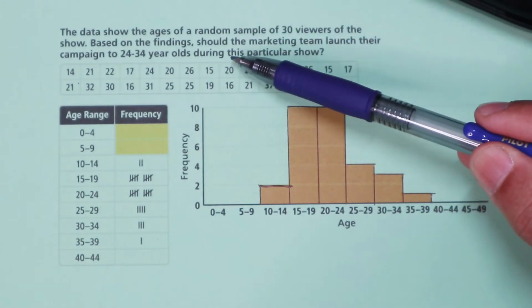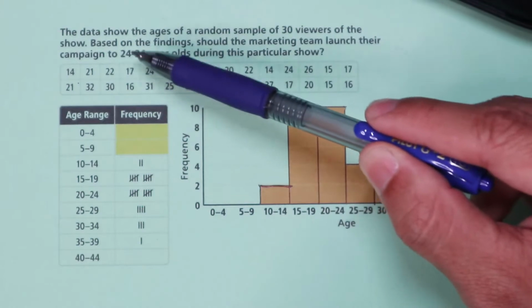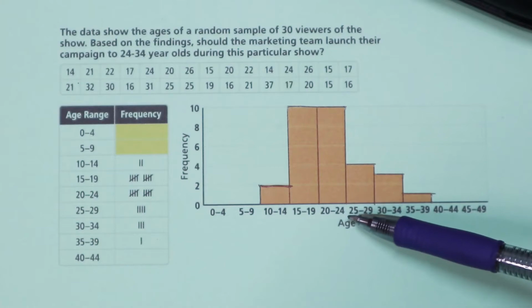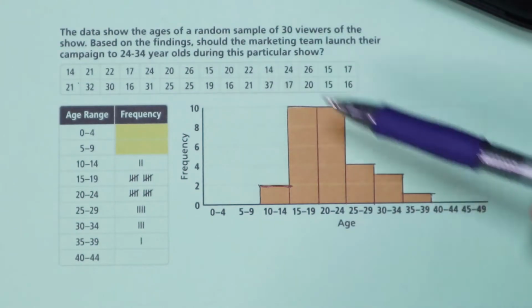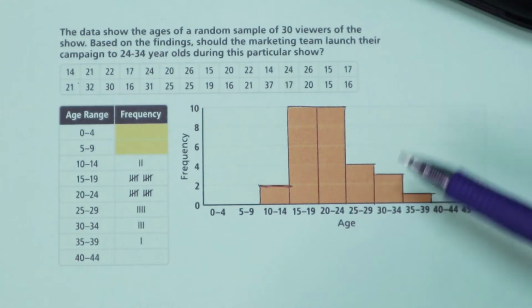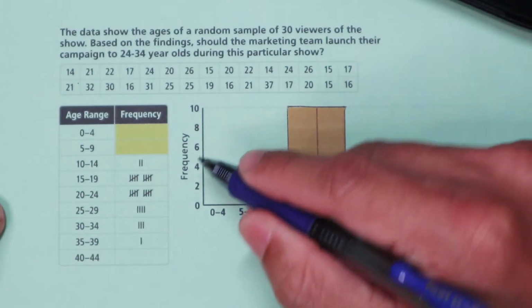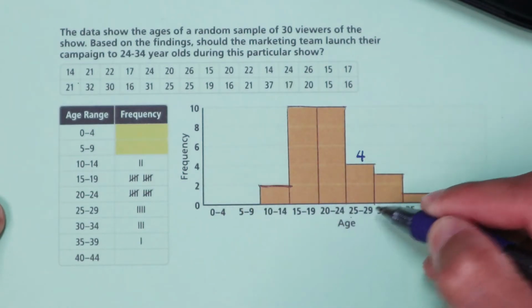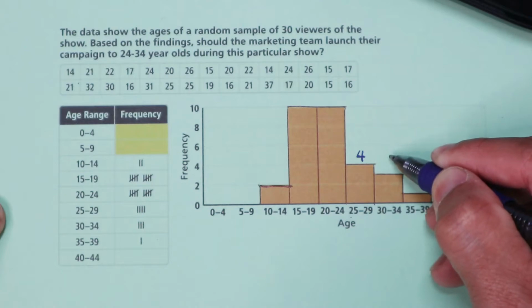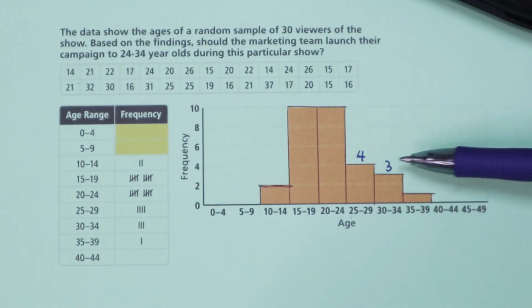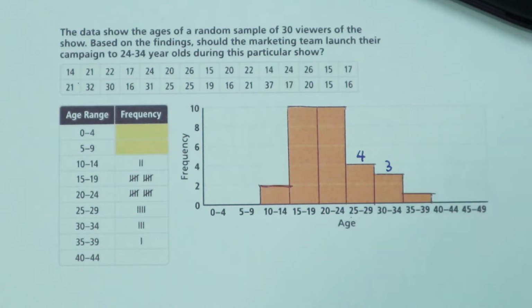So let's go back to the question. It says, should the marketing team launch the campaign to 24 to 34 years old? Let's take a look at the people between 24 to 34 years old. Since it says 24, I'm at the edge of this bar right here. So instead let's look at 25 to 34 years old. There are only 4 people between 25 to 29 years old, and only 3 people between 30 to 34 years old. Out of the 30 people, we don't have a lot of people around 25 to 34 years old, or 24 to 34 years old.